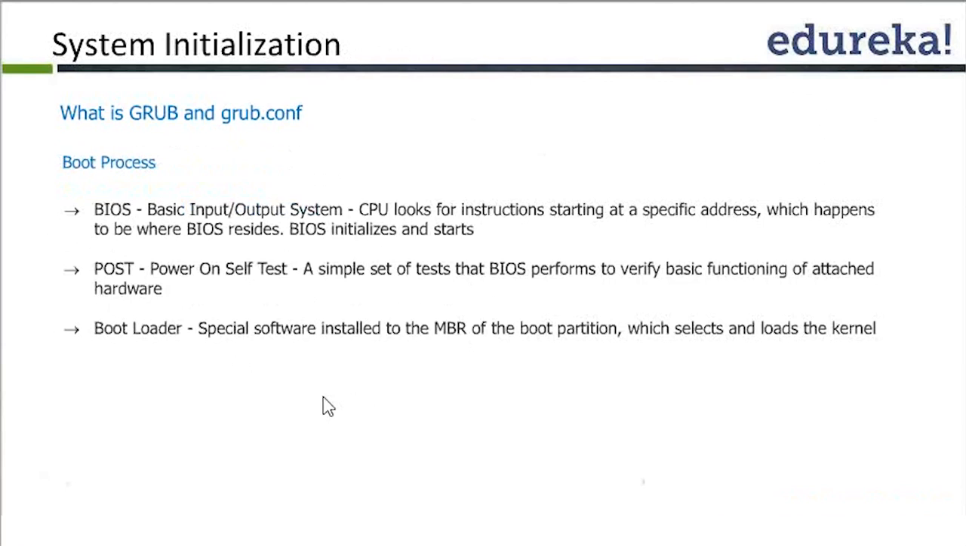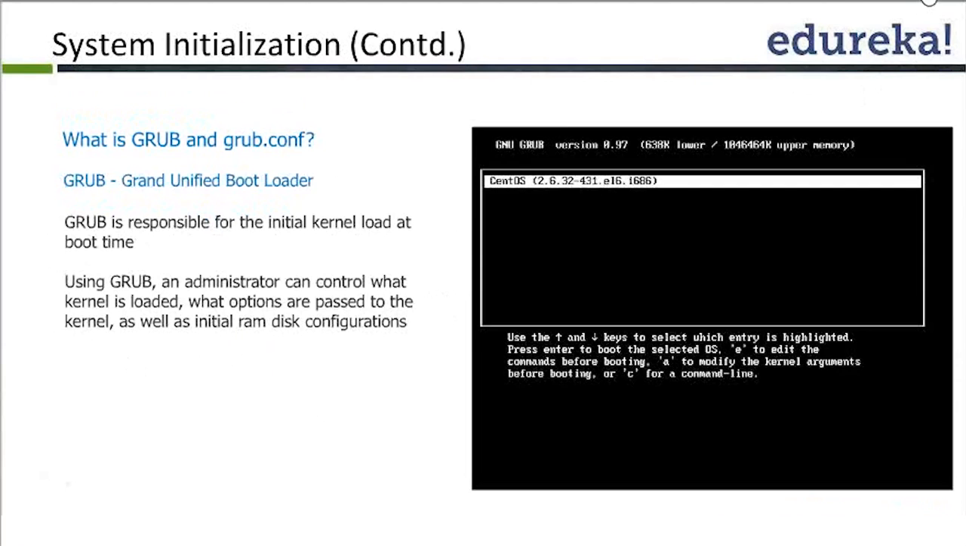Whatever MBR we are referring to, of the GRUB, this page refers to that. This is your GRUB page. I'll show you the corresponding configuration file, grub.conf, where all the content you are seeing here is defined. GRUB is responsible for the initial kernel loading at boot time. It loads the kernel into your RAM. There is a lot of importance to this GRUB page. I'll restart my system and show you how to come to it.